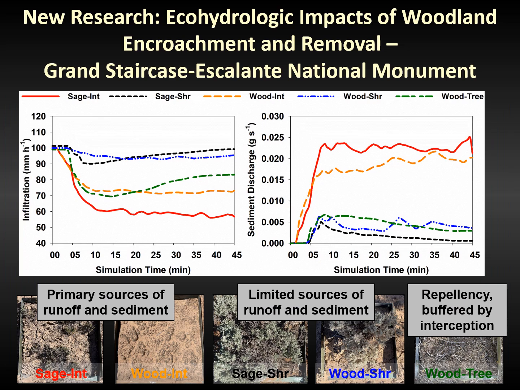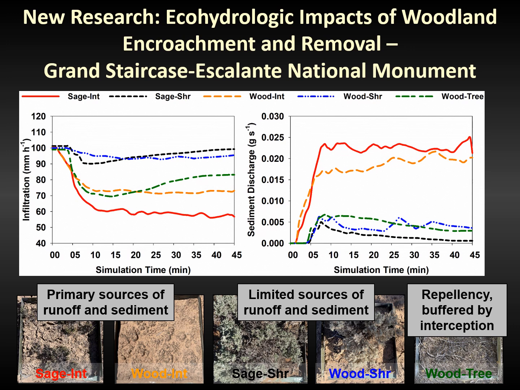The data shown here are for rainfall simulations on 0.5 meter square plots. The graph on the left shows the infiltration rate and the graph on the right shows the sediment discharge rate for the various microsites at the sagebrush and woodland sites. You can see that infiltration was lowest and sediment discharge greatest for the interspaces at both sites, shown as the red and orange lines on the graphs, and that the shrub microsites, shown as black and blue lines, have the highest infiltration and the lowest sediment discharge. So for both sites, the interspaces are clearly the primary sources for runoff and sediment at the fine spatial scale.